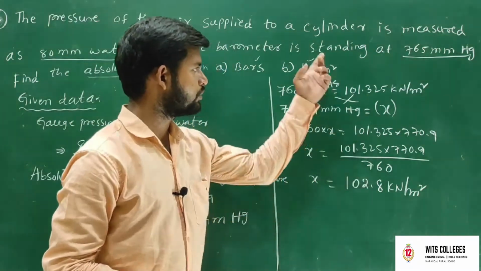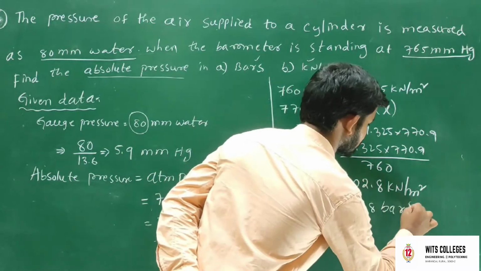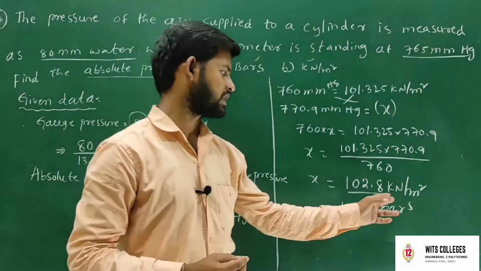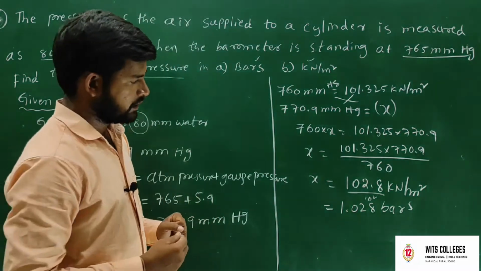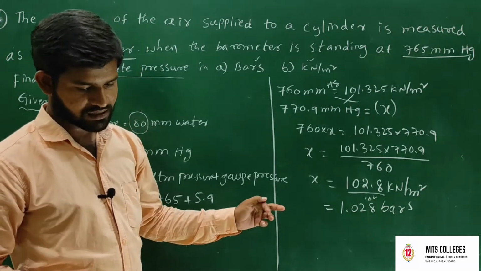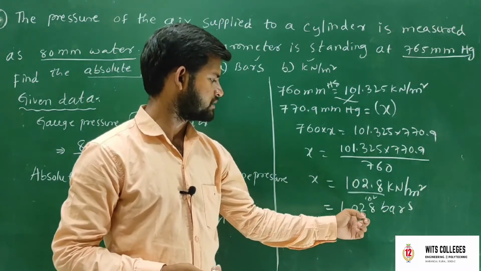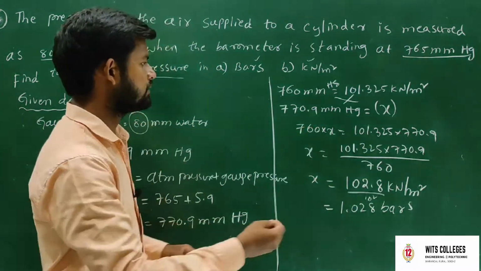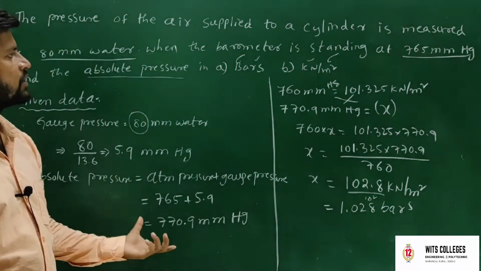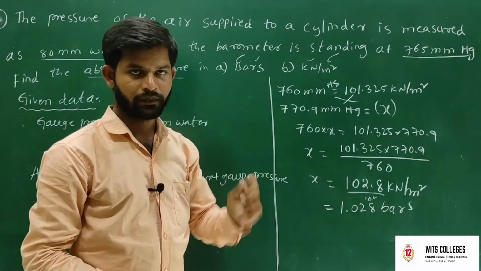It will be converted into bars. That's why 1.028 bars, divided by 10 square. So 760 mm of Hg equals 101.325 kilonewton per meter square. In this case it is 102.8 kilonewton per meter square, as well as 1.028 bars. In this manner we have converted mm of Hg into bars and kilonewton per meter square.